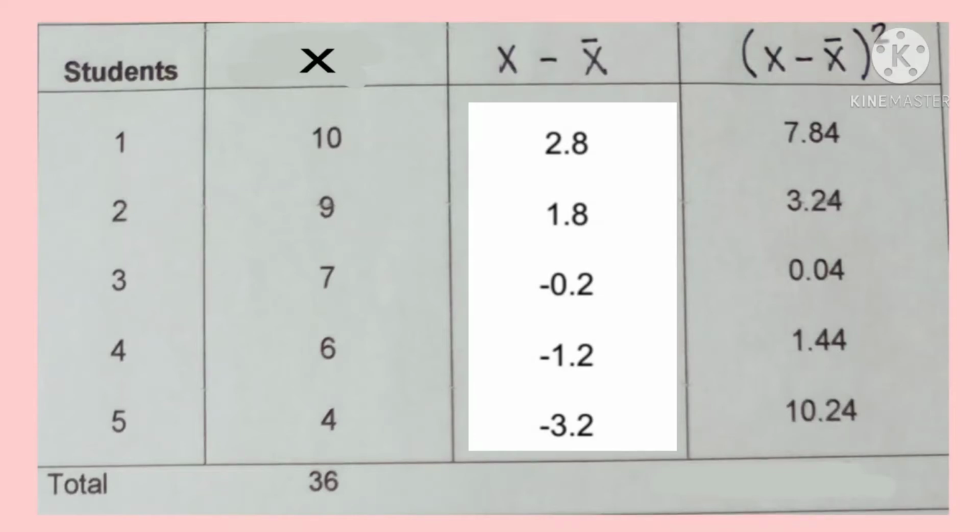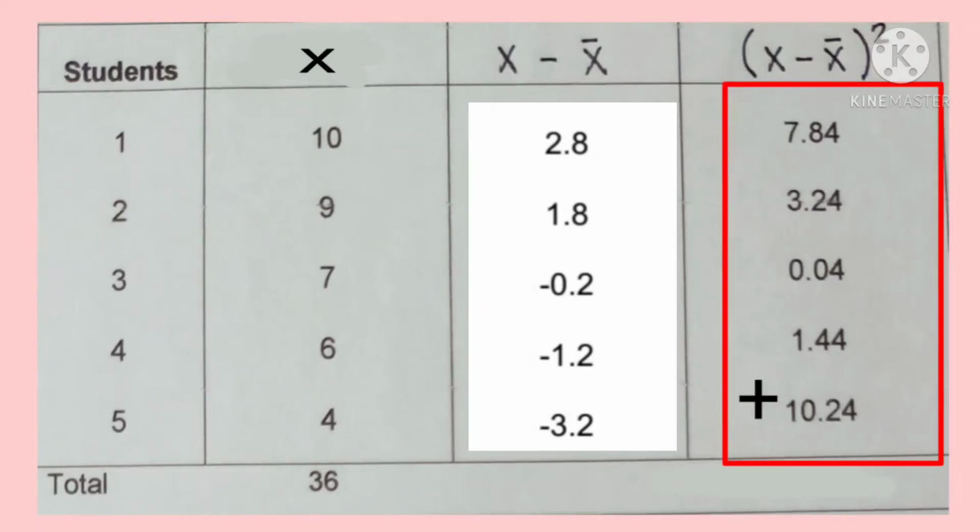So now we have our square difference of score and mean in column 4. To get the summation, or sum of the square difference of scores and mean, we need to add all together the numbers here in column 4.